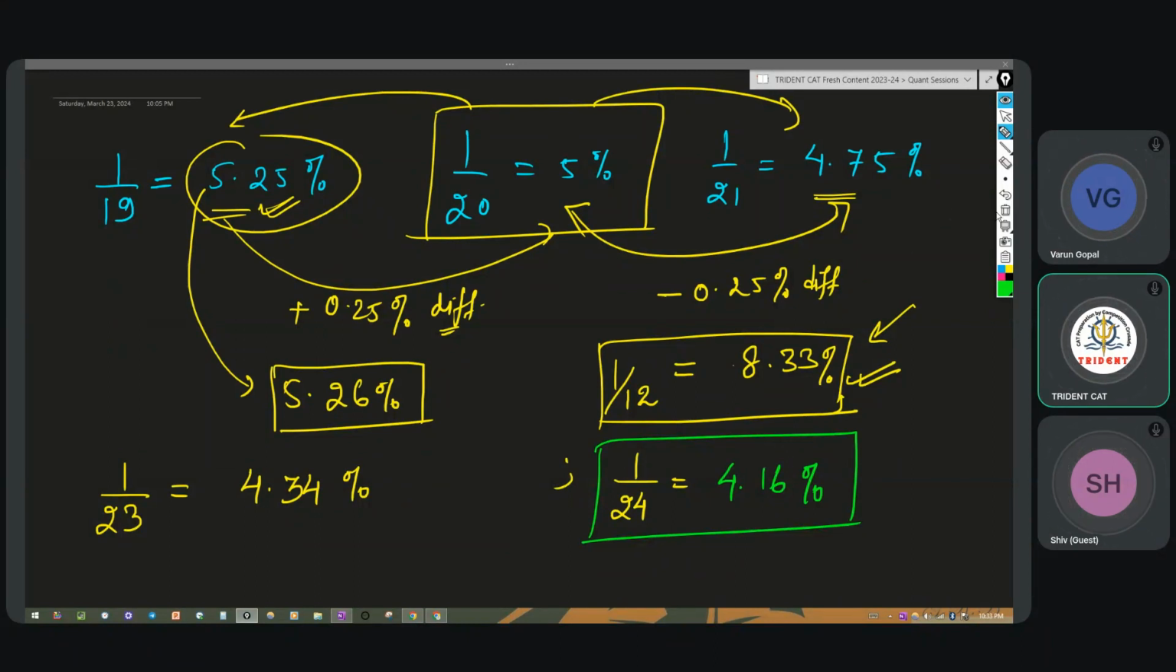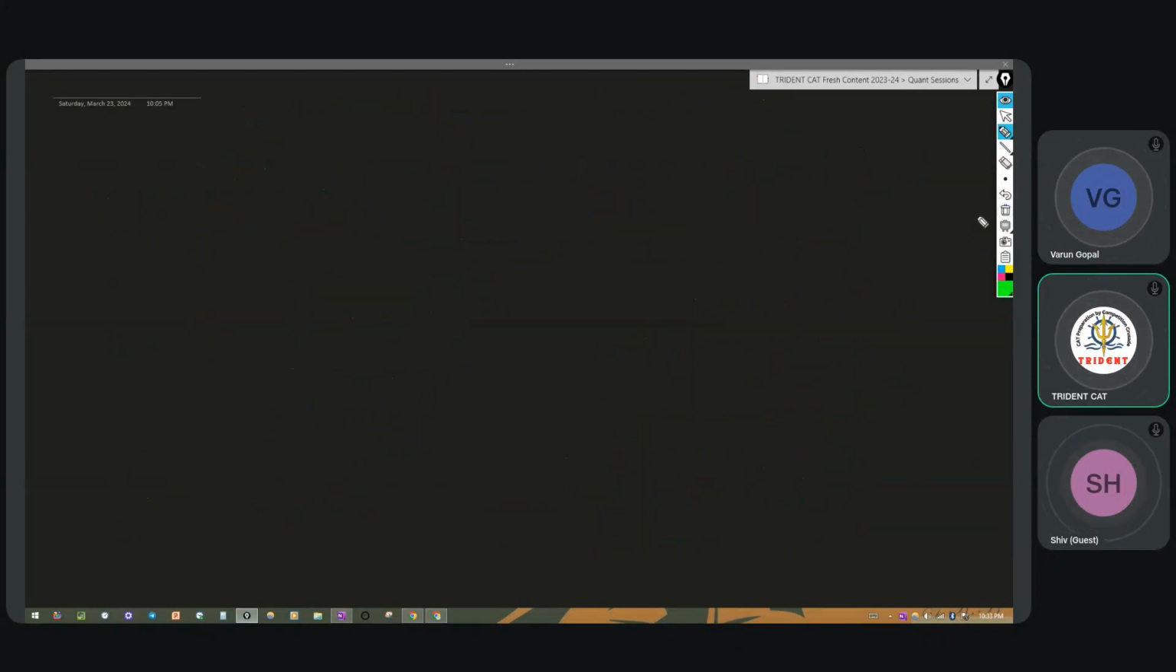Okay. Shall I remove the screen? Sure. Okay.